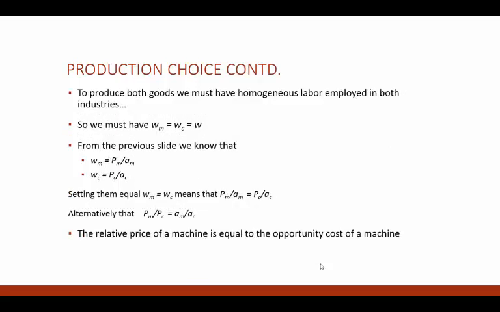Second, for each country to produce both goods, the homogeneous labor hour must be employed in both industries. And for that to happen, wages have to be the same across industries. If they are, it follows from some slight algebraic manipulation that the relative price of each good is equal to the opportunity cost associated with producing it. The relative price of a machine, which is PM over PC, is equal to its opportunity cost, AM over AC. And similarly, the relative price of a yard of cloth, PC over PM, is equal to its opportunity cost, AC over AM.